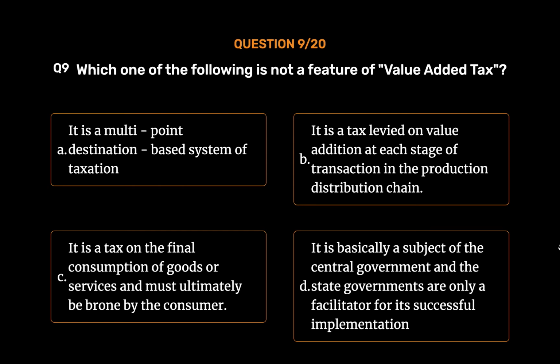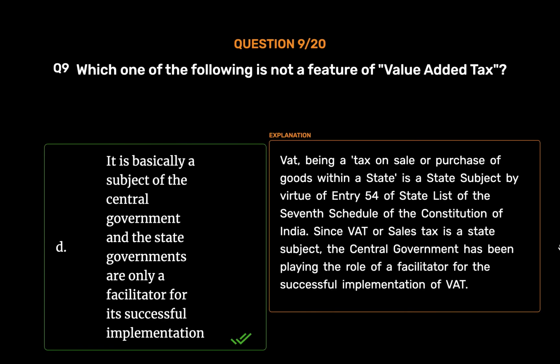The correct answer is Option D. It is basically a subject of the central government and the state governments are only a facilitator for its successful implementation. VAT, being a tax on sale or purchase of goods within a state, is a state subject by virtue of entry 54 of State List of the 7th Schedule of the Constitution of India. Since VAT or sales tax is a state subject, the central government has been playing the role of a facilitator for the successful implementation of VAT.